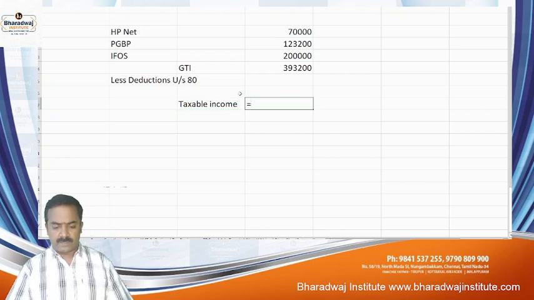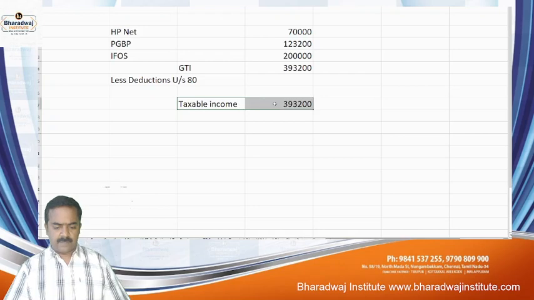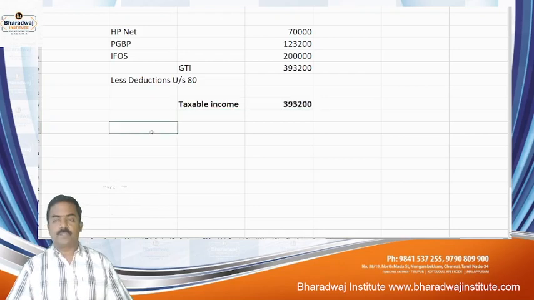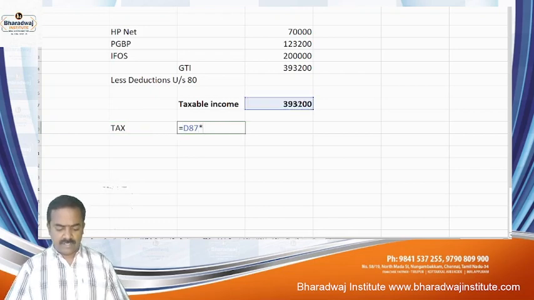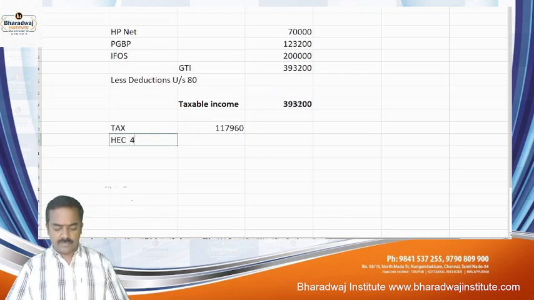What is the taxable income? What is the tax payable for this? No special rate tax item involved here. Tax will be how much? On 3,93,200 into how much percentage? 30%, plus HEC. How much percentage? 4%.